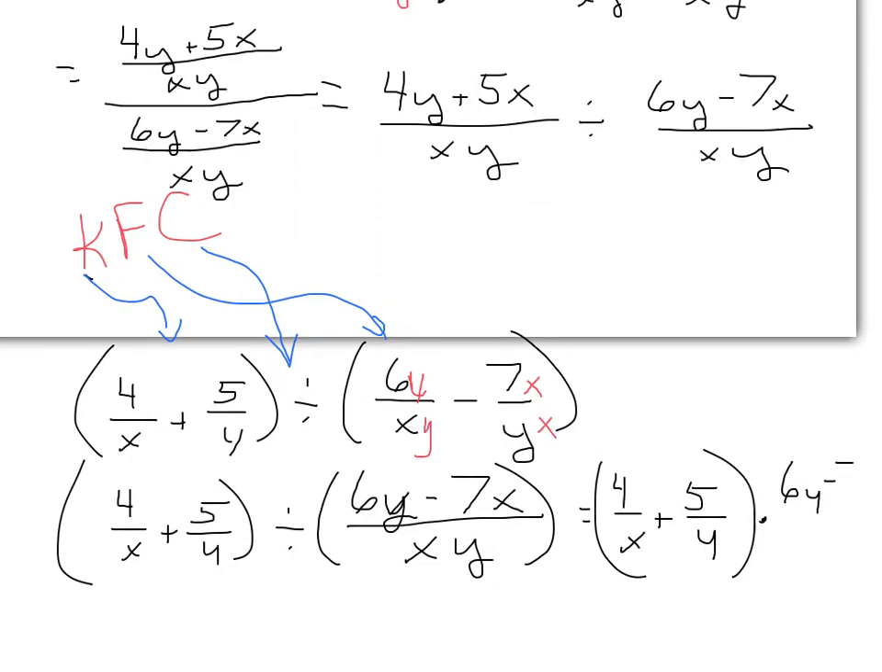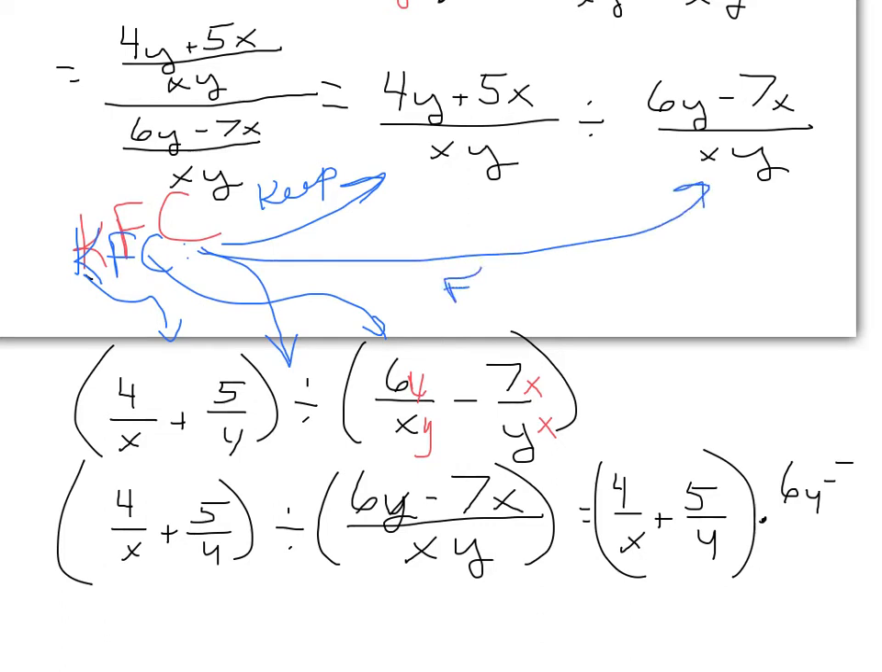So once we have it in this horizontal form, we can use the KFC rule, which means keep the first, flip the second, and change from division to multiplication. Okay, so let's do that.